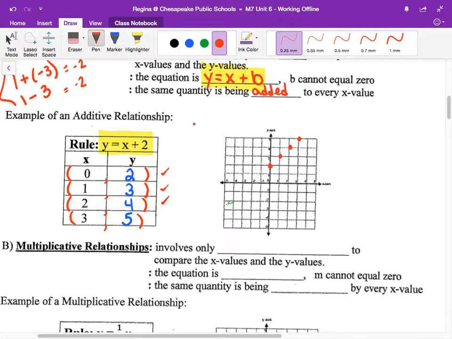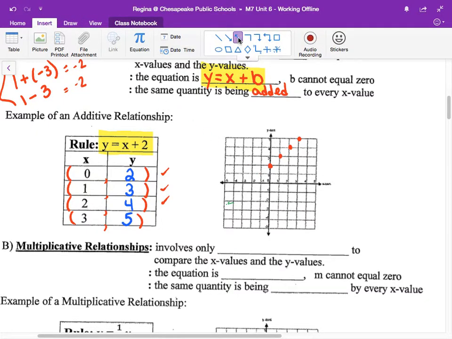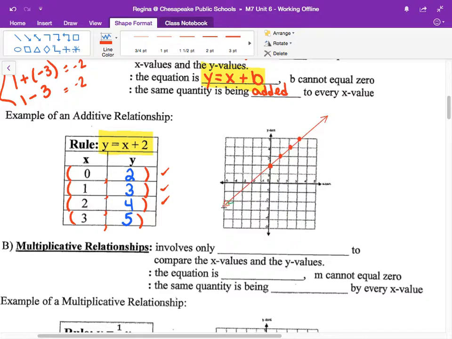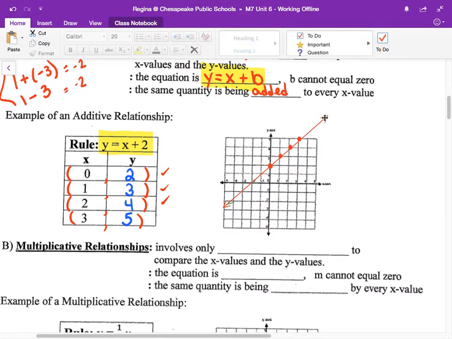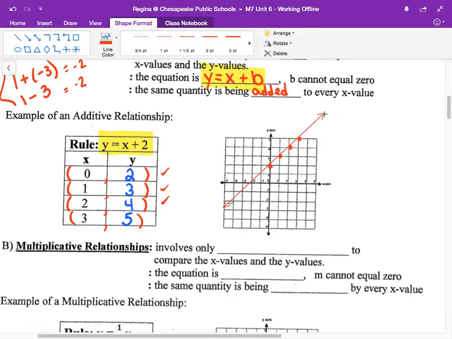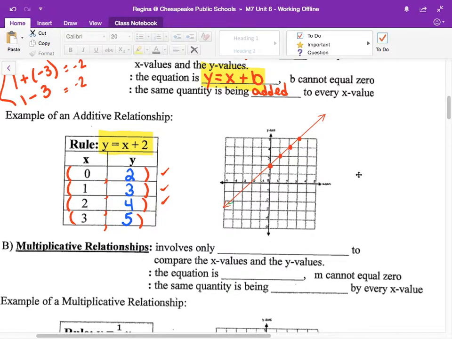We could take a straight edge, and I'm just going to do it. I'm going to insert, and I can do a handy-dandy calculator. And I can move it over. Do you see how every one of those points, let me adjust it just a little bit more. Every one of those points is on that line. That means we have done it correctly.